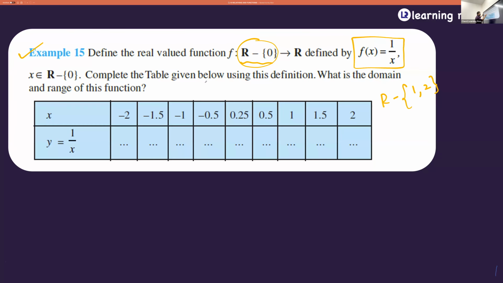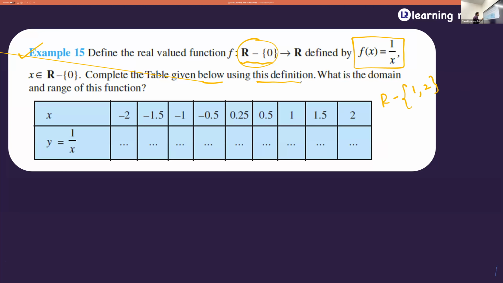So we need to complete the table given below using this definition. So what is the domain and range of this function? What is the domain of this function? They have already given. Domain is R minus 0. What is the range of this function? So here, are we getting R? Yes. You will get R, but is there a possibility for you to get a 0? You can get any real number.